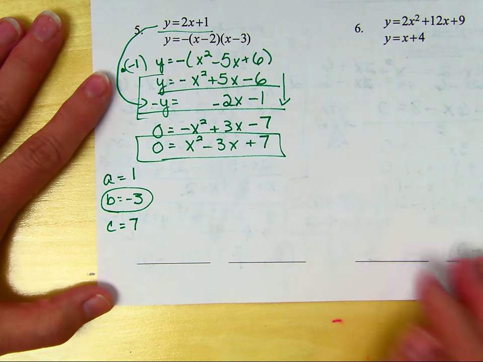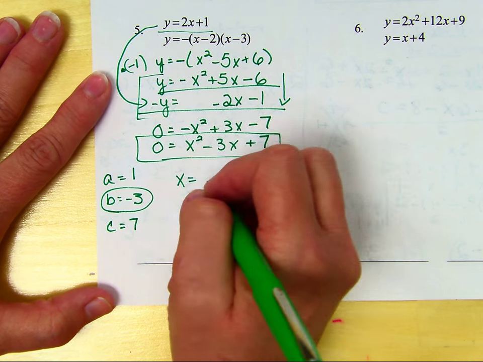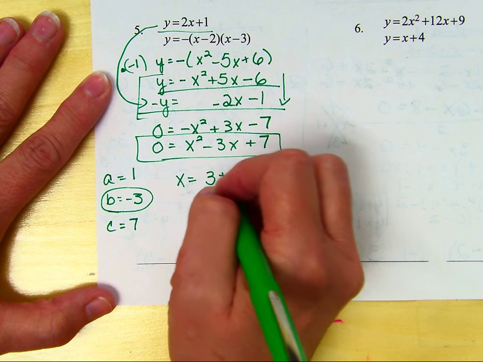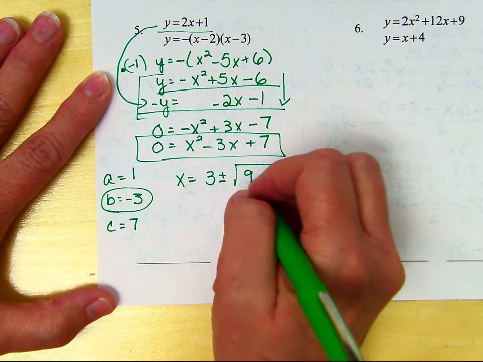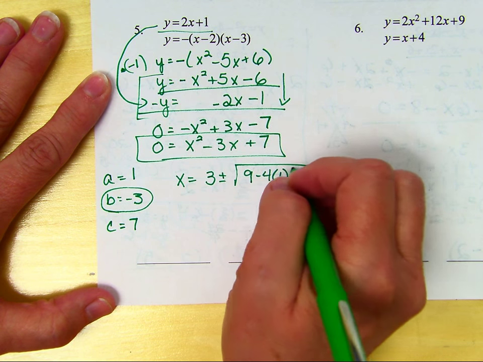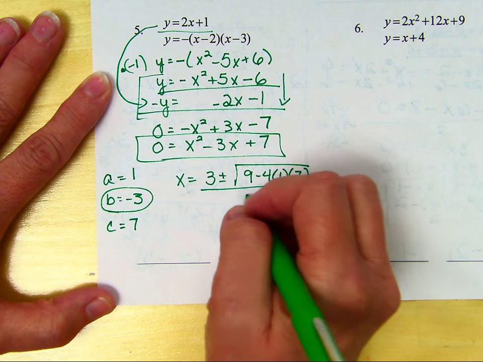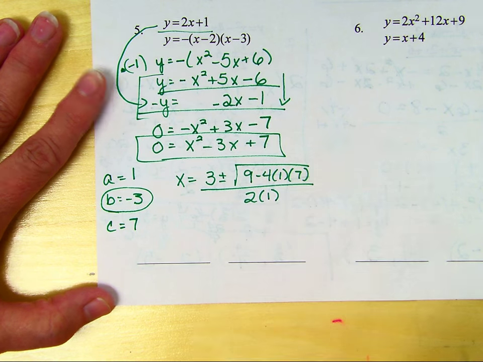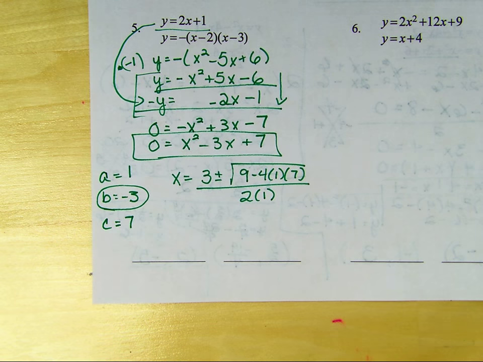X equals negative B plus or minus the square root of B squared minus 4 times A times C, all divided by 2A. Take a quick look at mine and make sure you put the same in. It should be positive 3 plus or minus the square root of 9 minus 4 times 1 times 7.